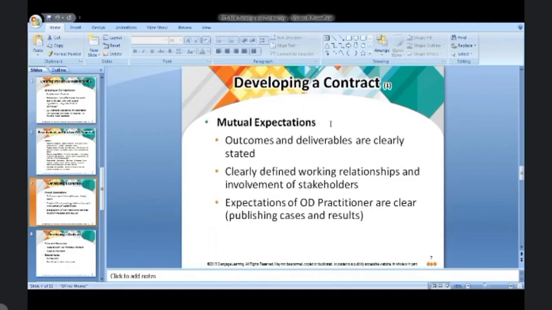One is mutual expectation. Mutual expectation means both parties, the organization as well as the OD practitioners, have their own expectations, and they should clarify those expectations. What the organization is expecting from the OD practitioner should be clearly stated to the OD practitioner. What the OD practitioners are expecting from the organization should also be clearly stated. The working relationship is established by clarifying the mutual expectations.